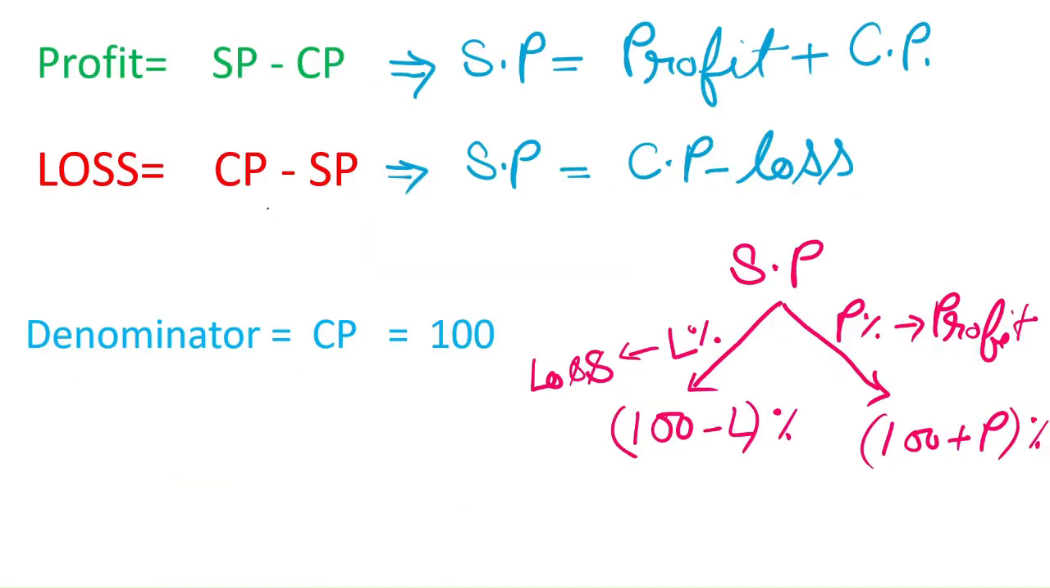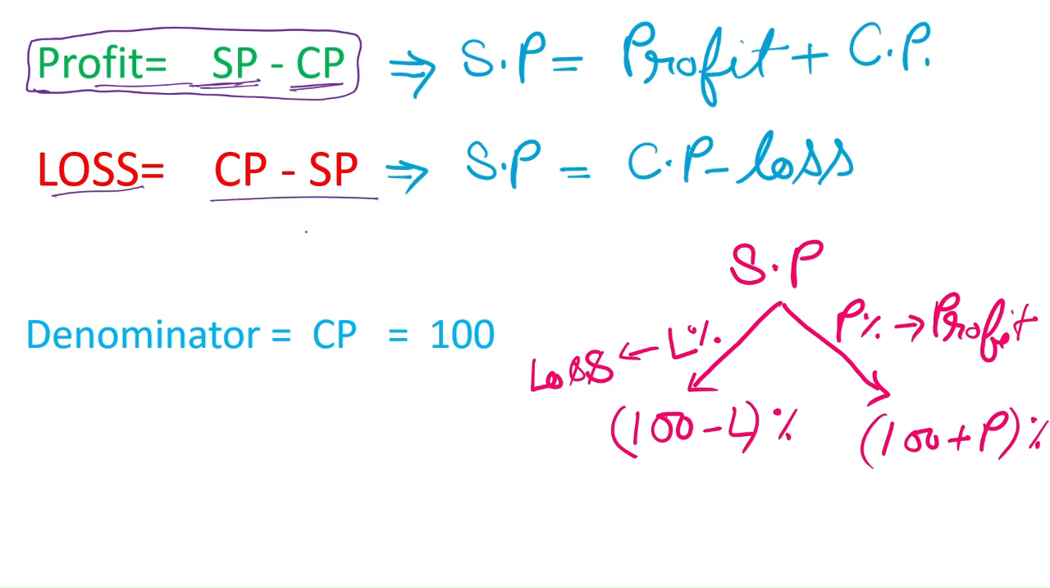Now we learn some formulae. Profit is equal to selling price minus cost price. And loss equal to cost price minus selling price. Okay. This is the simplified form of this formula in the form of SP. SP is equal to profit plus CP. And SP is equal to CP minus loss.